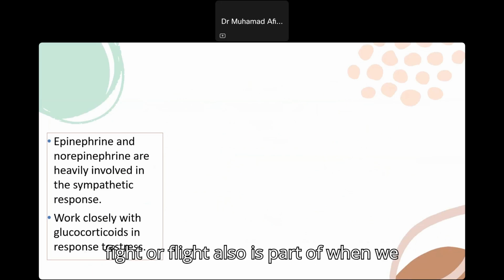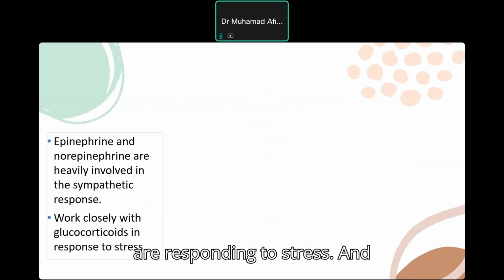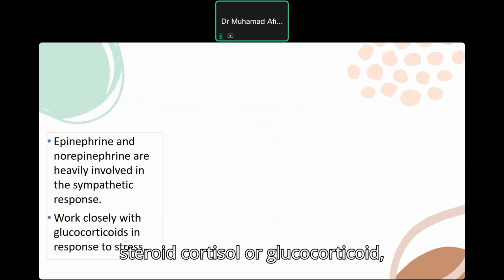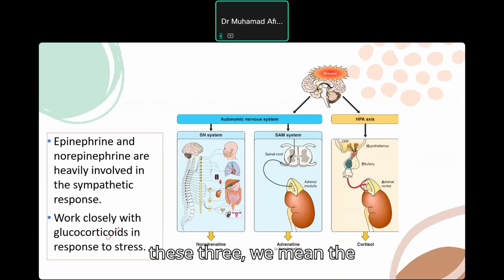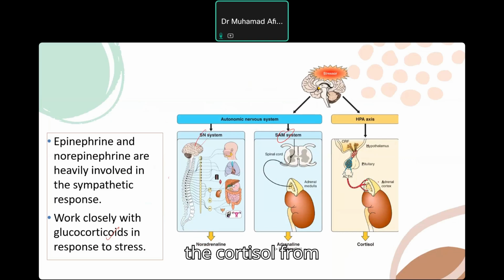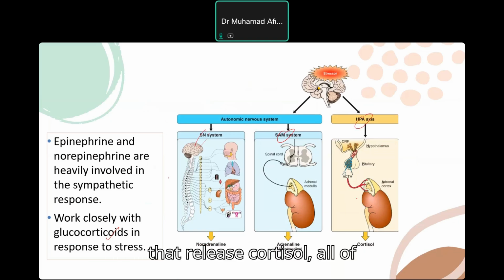This fight or flight is also part of how we respond to stress. And when we are responding to stress, like we discussed in the previous lecture, steroids, cortisol, or glucocorticoids are also hormones that are released during stress. So all of these three: the sympathetic nervous system, the sympathetic adrenal medullary system, and the cortisol from the hypothalamus pituitary adrenal axis, are released during stress.